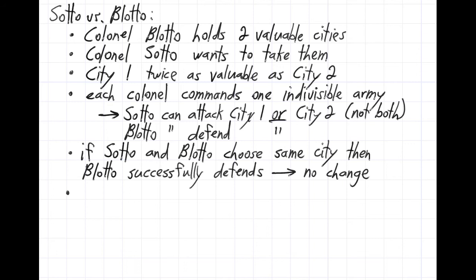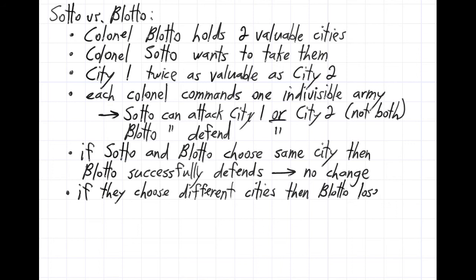On the other hand, if they choose different cities, then Blotto loses a city to Sotto. So you can see Sotto is trying to choose a different city than Blotto would choose, and Blotto is trying to choose the same city as Sotto would choose. Blotto wants to defend whichever city Sotto is going to attack. Sotto wants to attack whichever city is not being defended by Blotto.